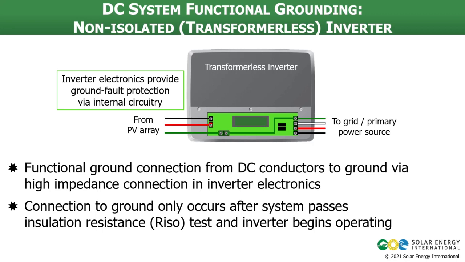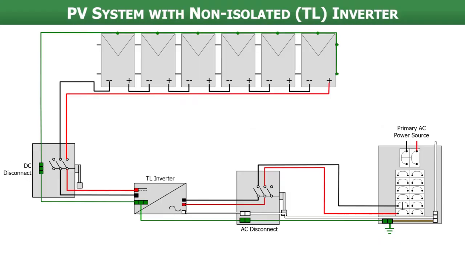The connection to ground only happens after the system turns on. In order for that system to turn on, it does its own insulation resistance test every day. Once it passes that test, the inverter will turn on and the DC conductors will have a functional ground connection.